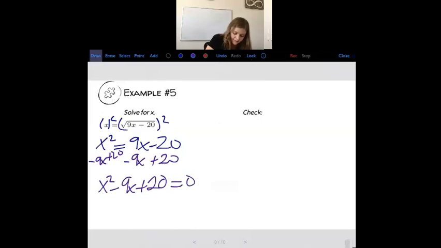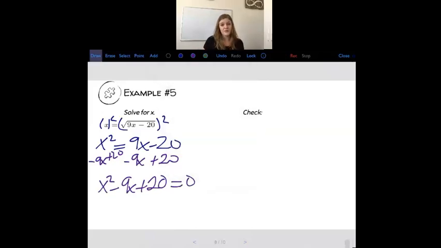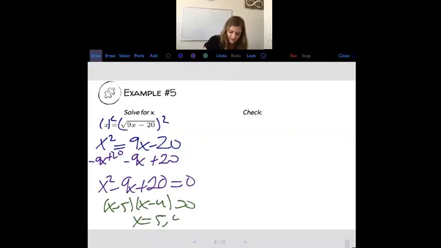I'm going to solve this one by factoring. So two numbers that multiply to 20 and add to negative 9. X minus 5, x minus 4 equals 0. X would be 5 and 4. Okay, and in this case, both of those numbers are going to work. And I'll leave it to you to check it.